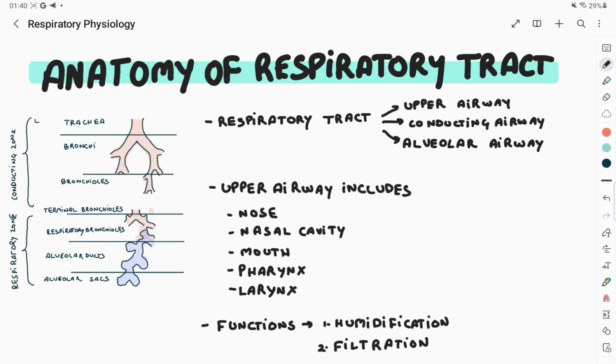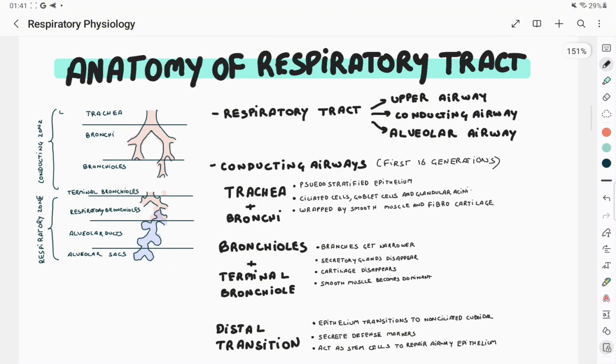The first is humidification and warming of the airway that we breathe, ensuring that we do not lose a lot of heat while breathing. A second is to filter out large particles from the air we breathe. Particles larger than 30 to 50 micrometers are filtered out by the nasal passage. Smaller particles between 5 to 10 micrometers get impacted into the back of pharynx.